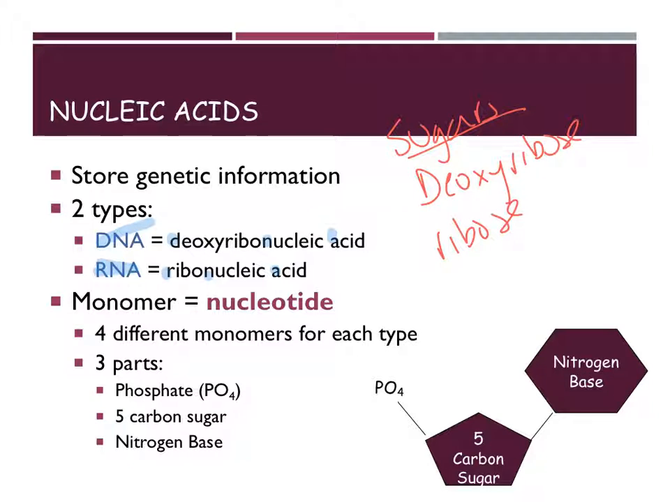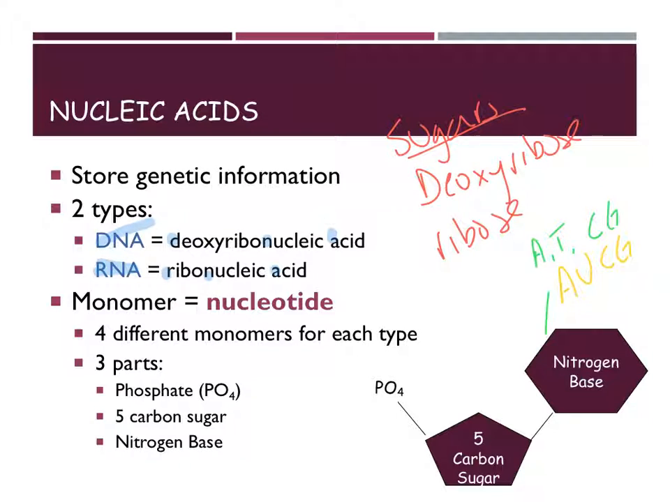The other thing that's different between your nucleotides is these nitrogen bases right here. For both DNA and RNA, there are 4 versions of the nitrogen bases. For DNA, we have A, T, C, and G. But for RNA, we have A, U, C, and G. The only difference in your nitrogen bases for DNA and RNA is this T versus U.